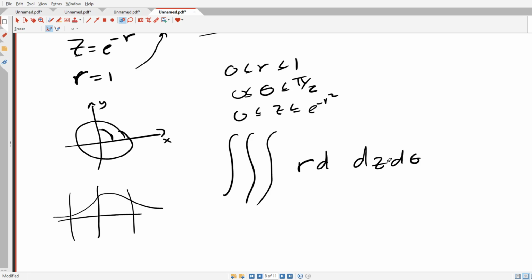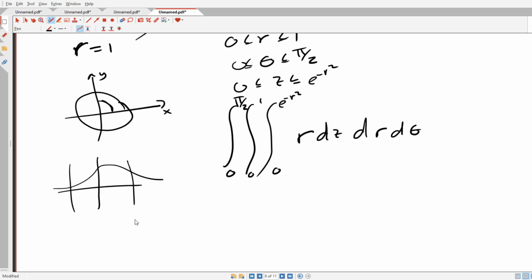Hold on, I don't want to integrate with respect to r first because z bounds are given in terms of r. So if I integrate with respect to z first, then I can do 0 to e to the minus r squared, and then I can integrate with respect to r from 0 to 1, and then from 0 to pi over 2. If I had tried to put this as dr dz, I would need to rewrite the bound so it didn't involve r, which I don't feel like doing. Yeah, that's the same as the solution.